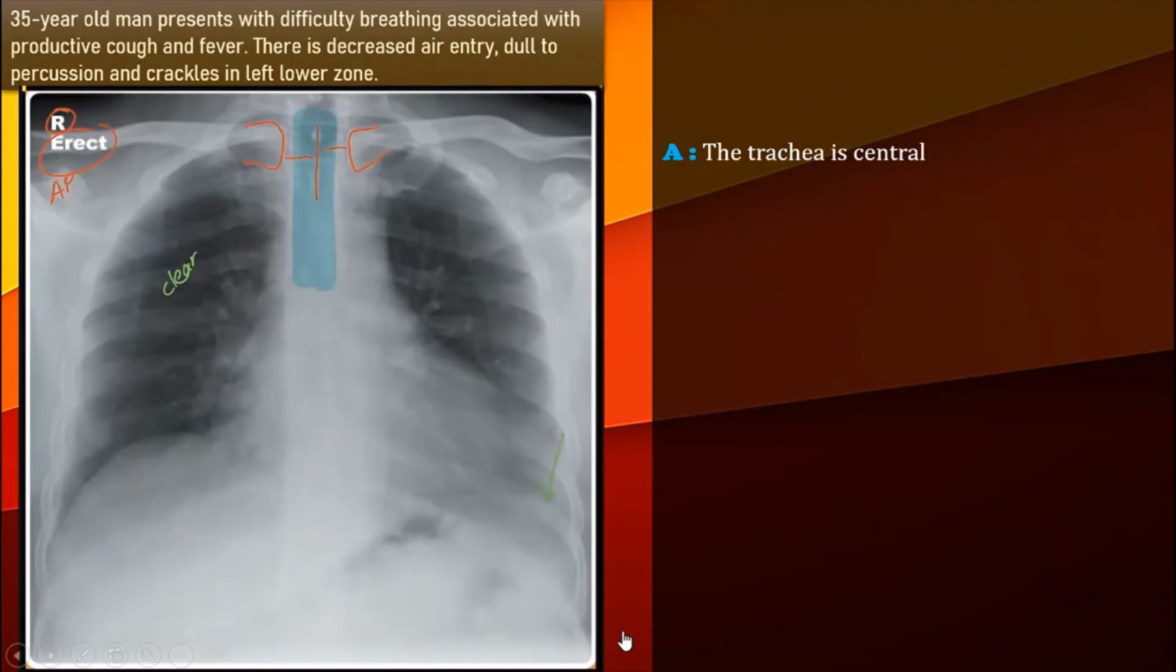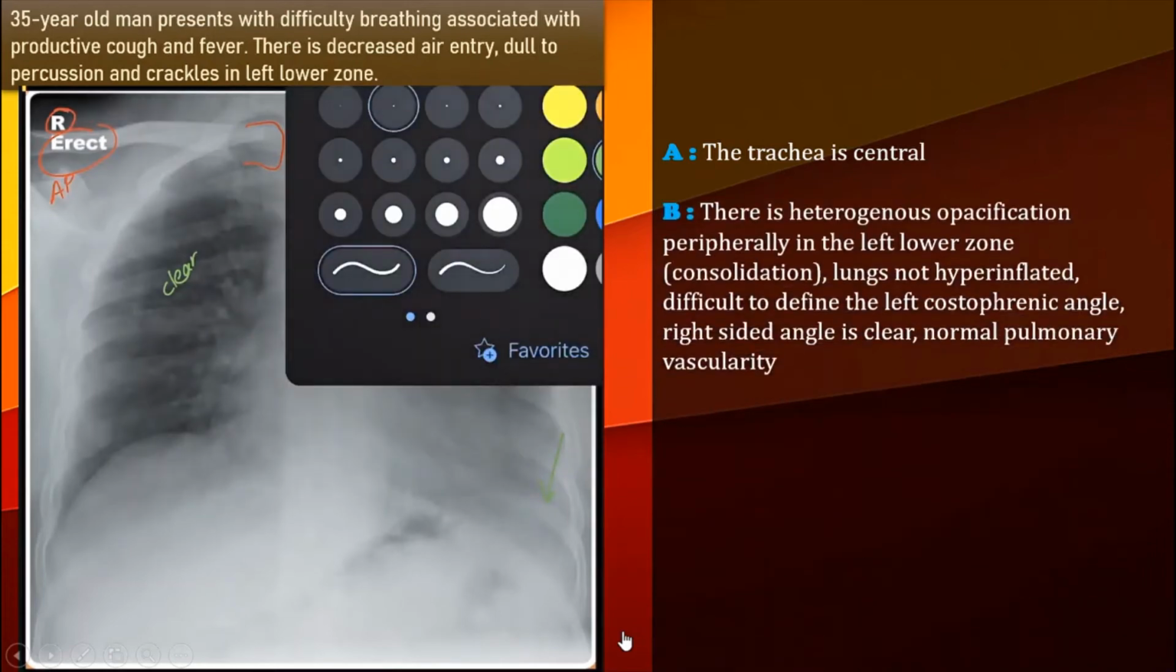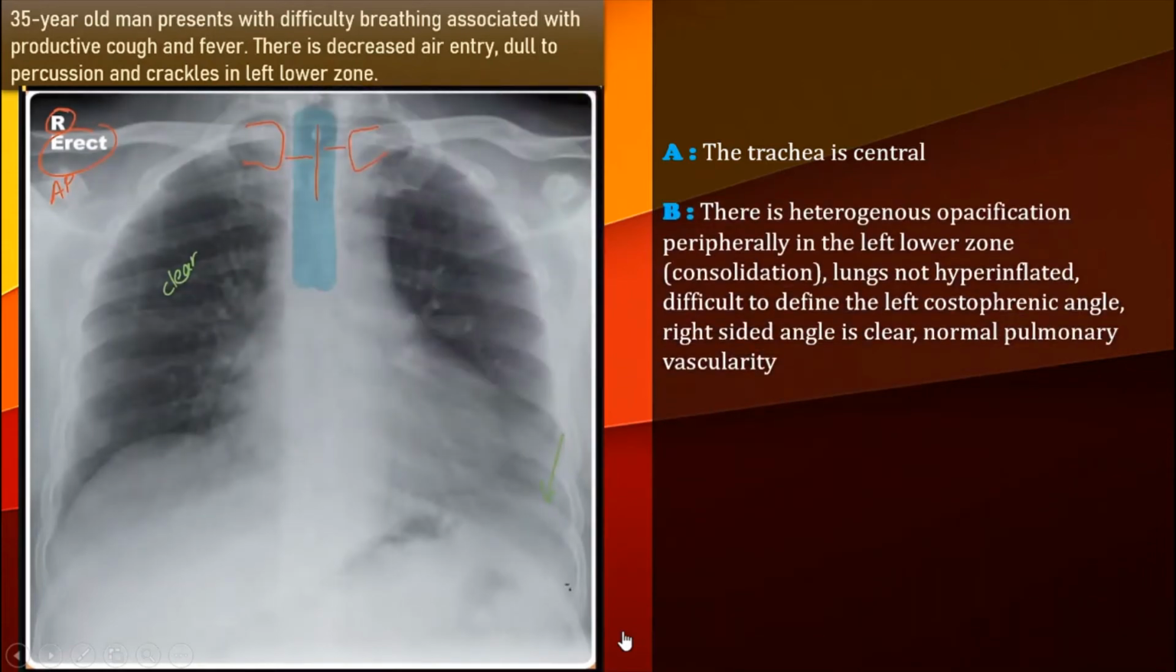It's not hyperinflated. But at the same time, due to the consolidation, you can also see that this is your hemidiaphragm that I'm drawing. This is your hemidiaphragm. The right side is pretty clear, but can you see the left side? It's pretty blunted because of the consolidation. So you can add that in your breathing as well.